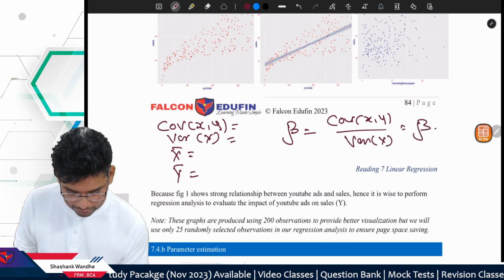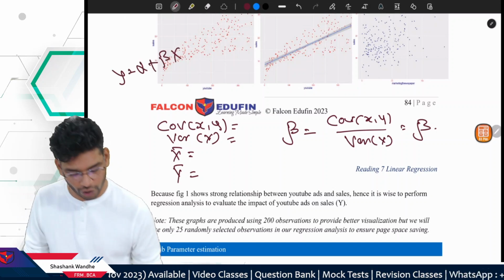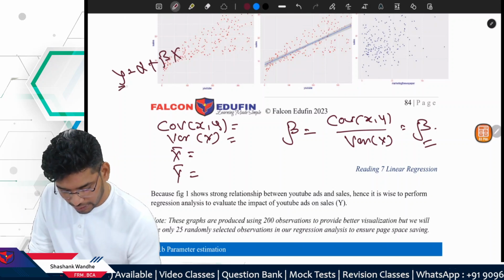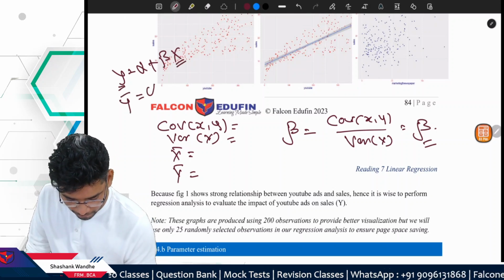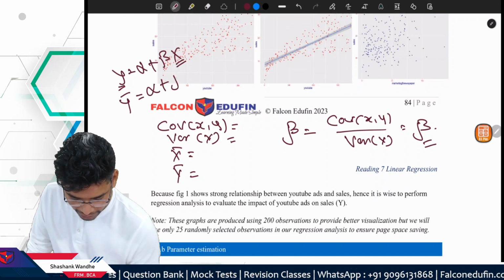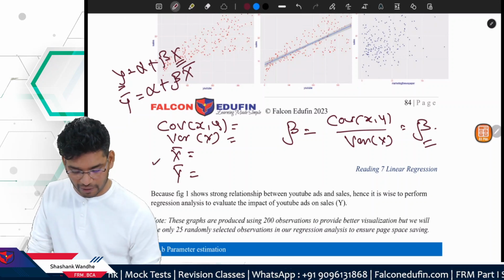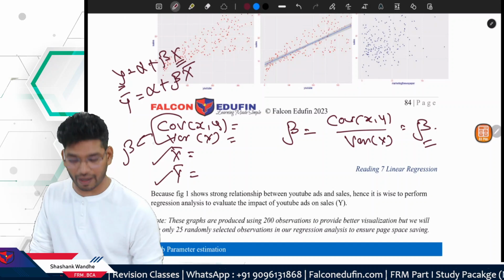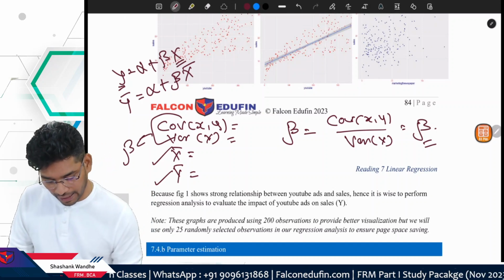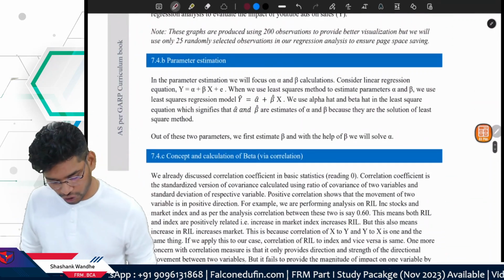Now, in the equation y is equal to alpha plus beta x, we already got the beta. Now for x and for y, just replace: y bar is equal to alpha plus this beta, which is already known to you since you have calculated it, and then x becomes x bar. So x bar's value is provided, y bar's value is provided. You did the calculation of beta using the covariance and the variance. And obviously, you are smart enough to solve for the intercept.